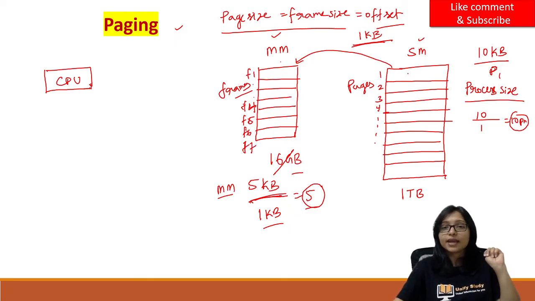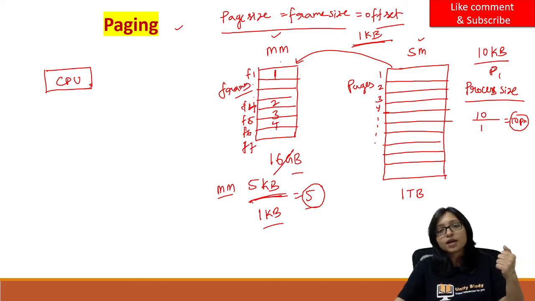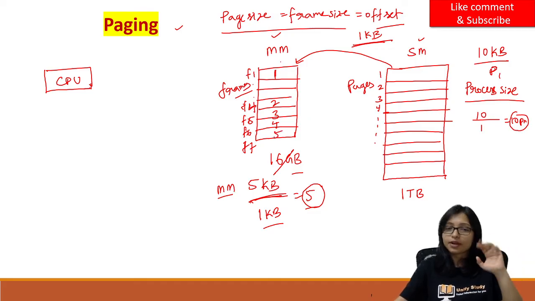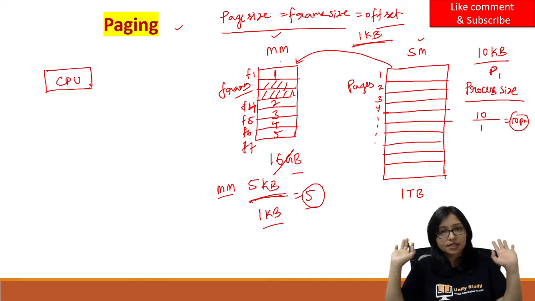So what I am doing, page number 1 I am sending to frame number 1. Page number 2 in frame number 2. Page number 3 in frame number 5. Page number 4 in frame number 6. And the next one, page number 5 in frame number 7. These were previously blocked. Okay. For now I am telling these are previously blocked.